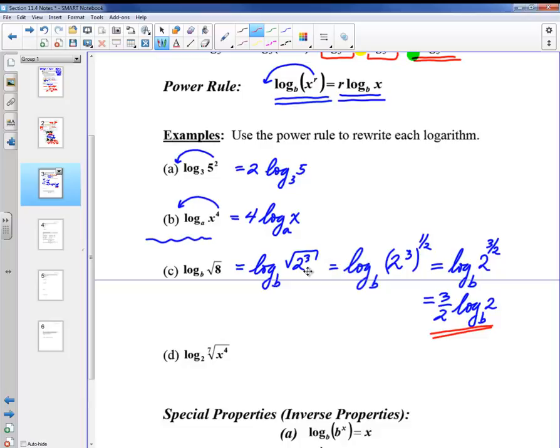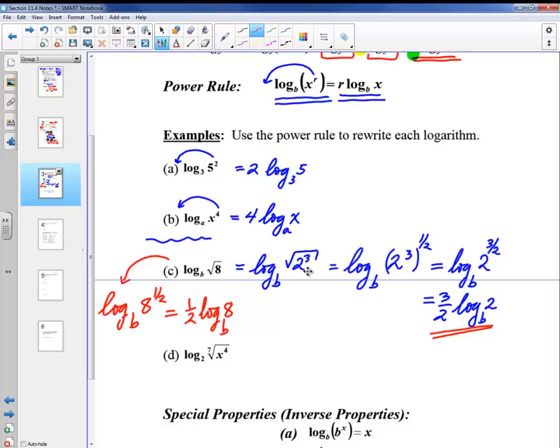But the first thing that might occur to you is to change that square root into a power of 1/2. So you have 8 raised to the 1/2. Then you use the power rule and you bring the 1/2 in front. So it'll be 1/2 log base b of 8.